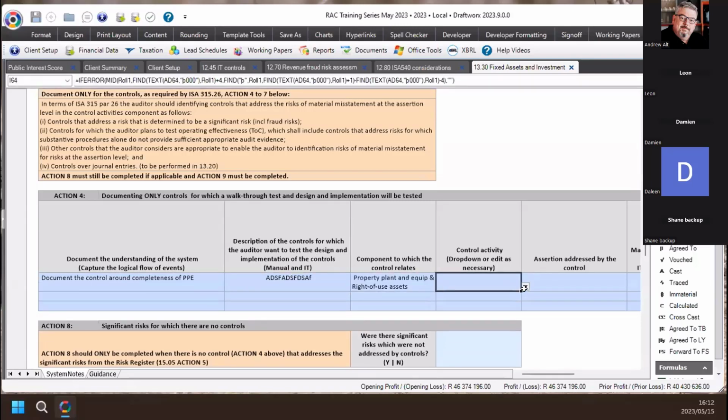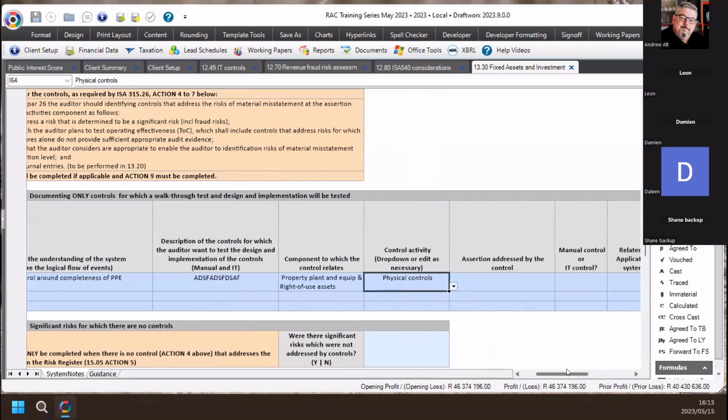Property, plant, and equipment. All right. Which area of the process in the cycle does it deal with? Is it initiation, authorization, recording, processing, reporting, safeguarding, or physical controls? I'm going to say physical controls. What assertion does this control address? I'm going to select completeness in this case.